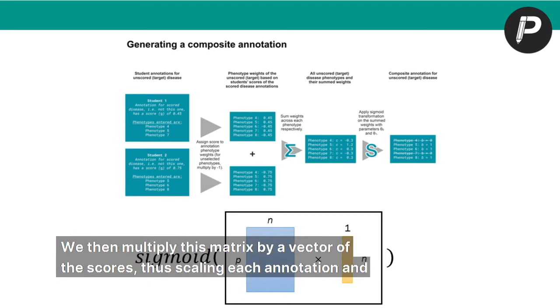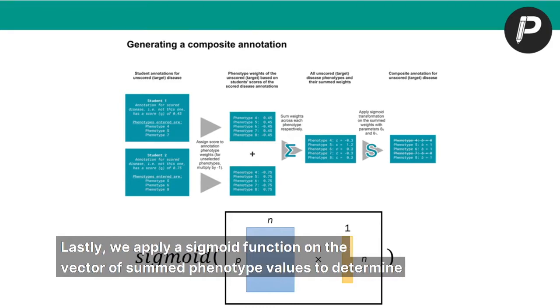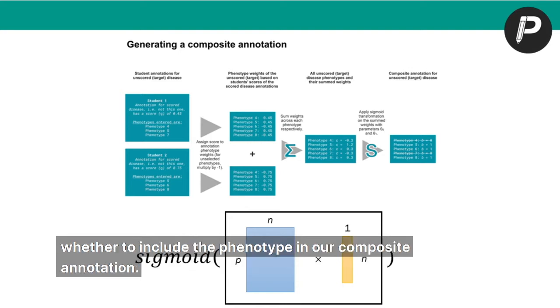We then multiply this matrix by the vector of scores, thus scaling each annotation and phenotype by the score of the known disease and summing up the values of each phenotype. Lastly, we apply a sigmoid function on the vector of the summed phenotype values to determine whether to include the phenotype in our composite annotation.